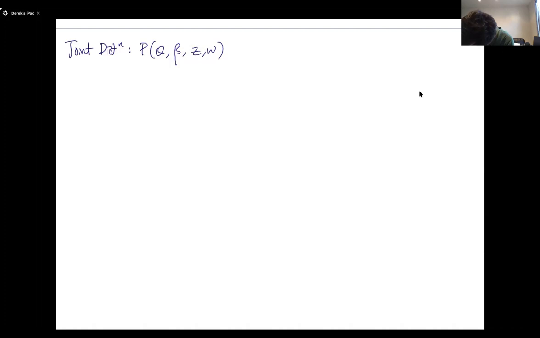So the thing that's easiest for us is the topic distribution, right? Because the topics are basically this thing that's by itself. So product over k from 1 to K of the probability of beta_k given beta, right?